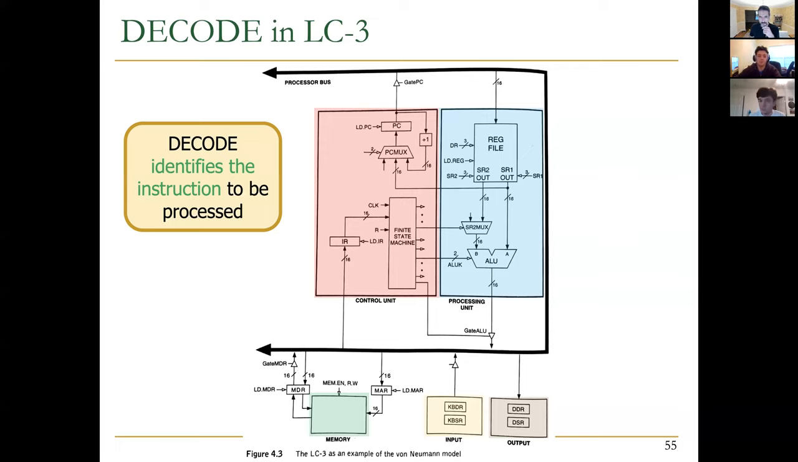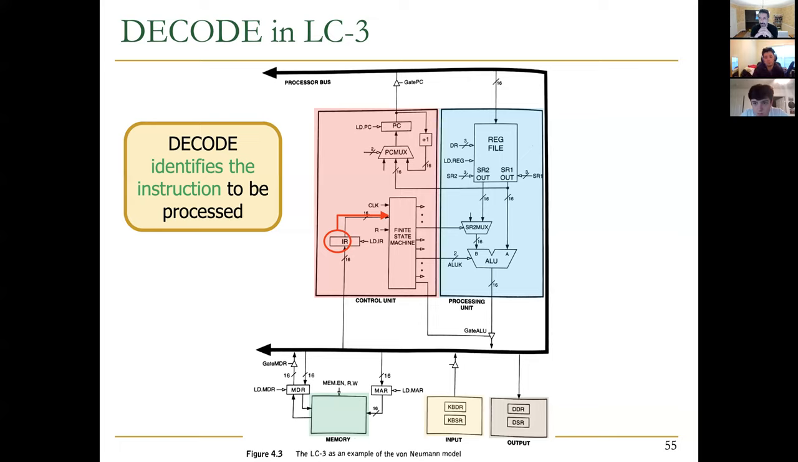You have some opcode, and you can find the opcode in the IR. Your opcode is in the instruction register, because in the previous step you already fetched the instruction into IR. In IR, you have the encoding for the whole instruction. You can retrieve the opcode and decode it to the particular instruction that you want to execute.